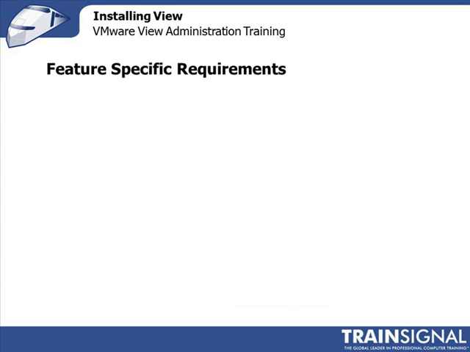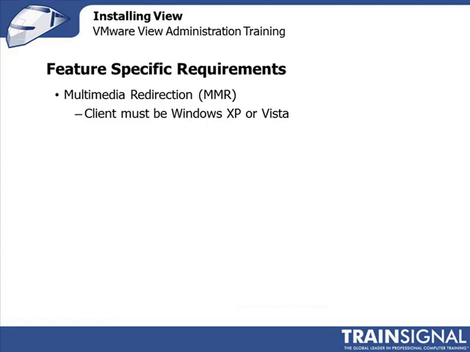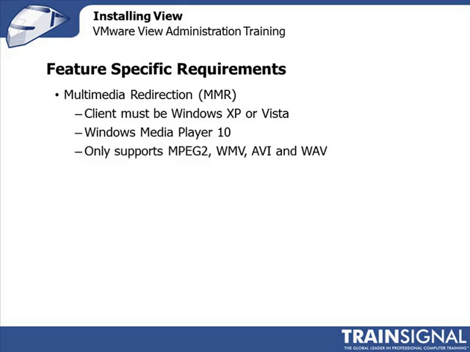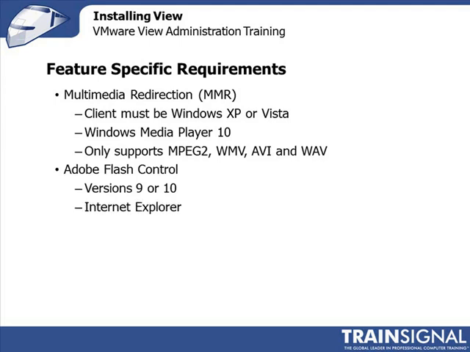There are a few features within View that have specific requirements. Multimedia redirection, for example, requires that the client machine must be Windows XP or Vista, must be running Windows Media Player 10, and will only support MPEG-2, Windows Media Video, AVI, or WAV format. When using Adobe Flash Control on your pool, Flash has to be at least version 9 or 10, and using Internet Explorer, and in any case is not available for full screen mode.